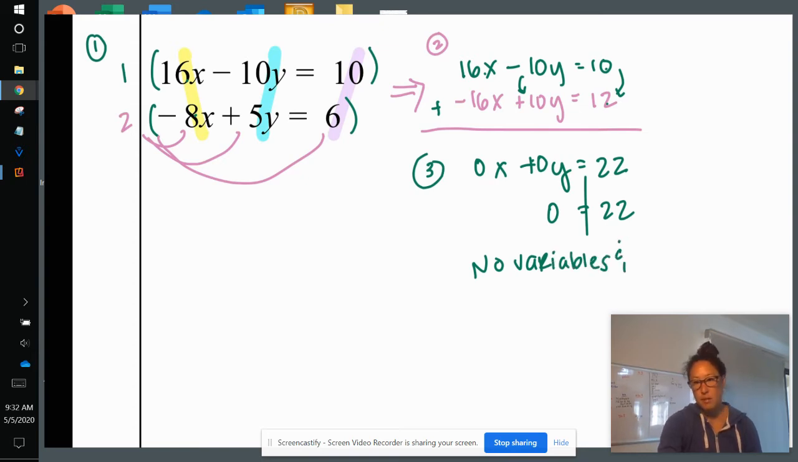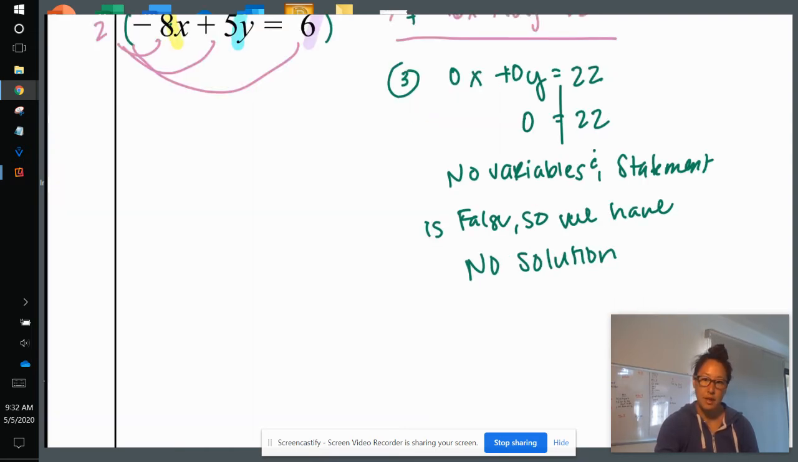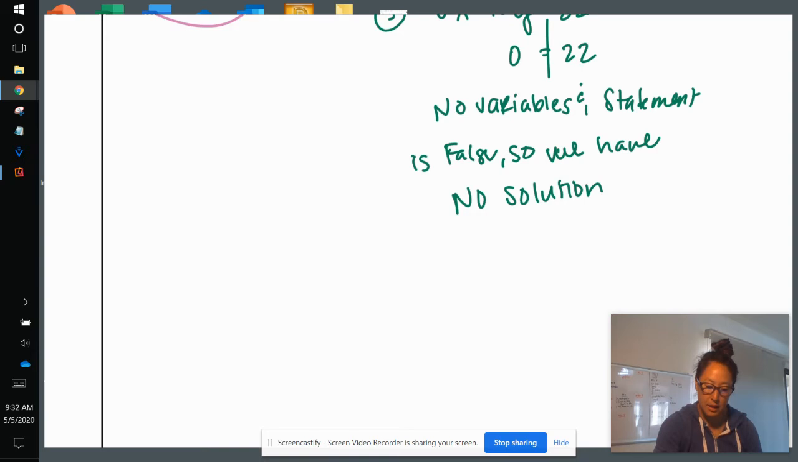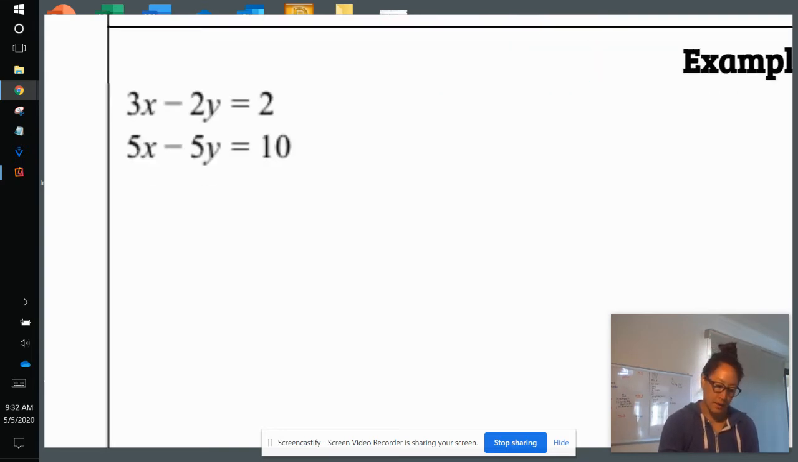And does the statement make sense? So the statement is false. So we have no solution. Meaning, what does the graph look like? The graph looks like parallel lines. These are same slope, different y-intercepts. Okay, so no solution.